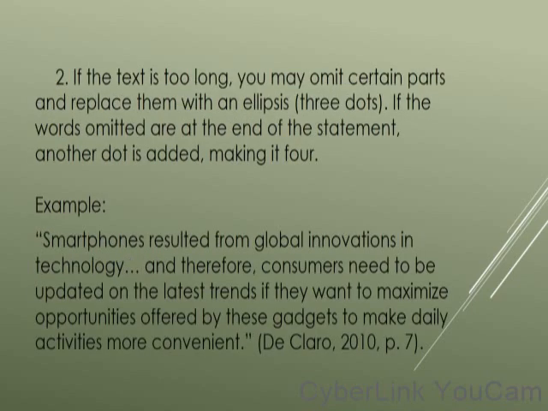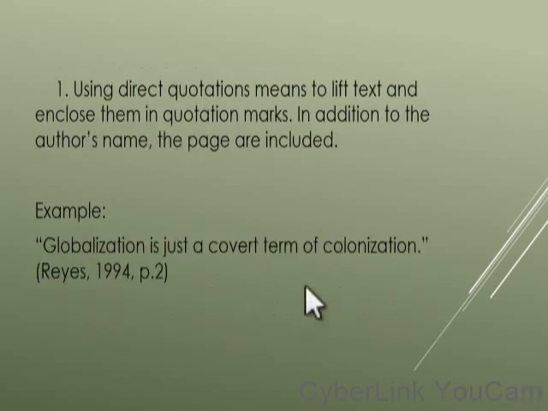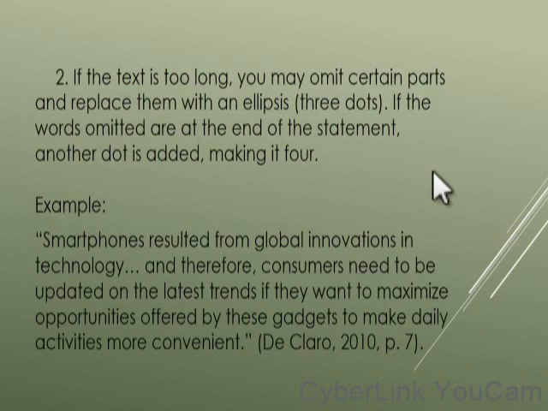Second one: if the text is too long, take note. If the text is too short, you can use the quotation marks, the direct quotation. But if the text is too long, you may omit certain parts and replace them with an ellipsis, three dots, three periods. It means to be continued. If the words omitted are at the end of the statement, another dot is added, making it four, right? When it is four, it means it is the end. Like this.